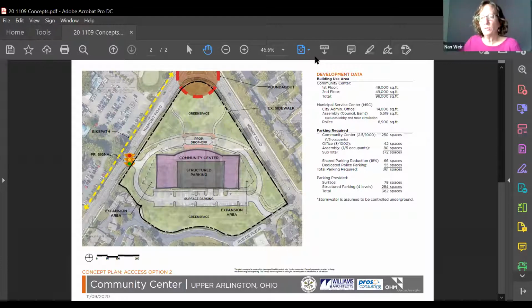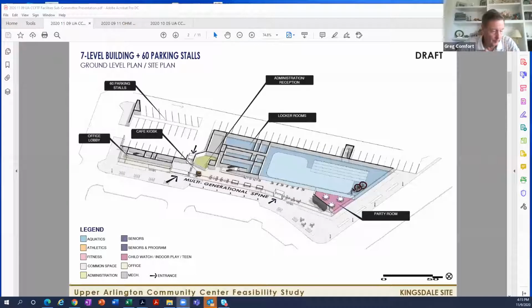Okay, are you ready to move to the Kingsdale site? Yep. Okay, can you all see that now? Yep.